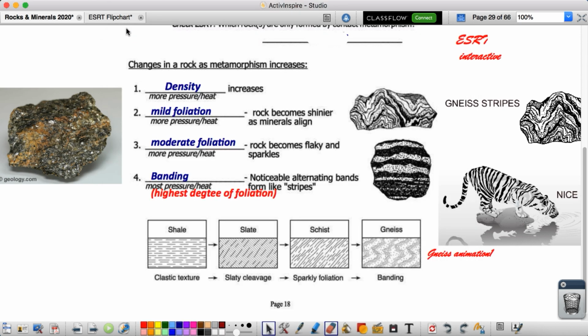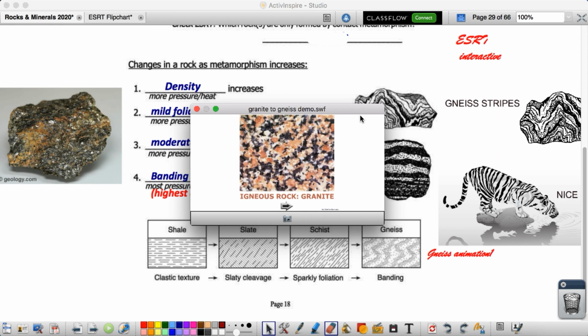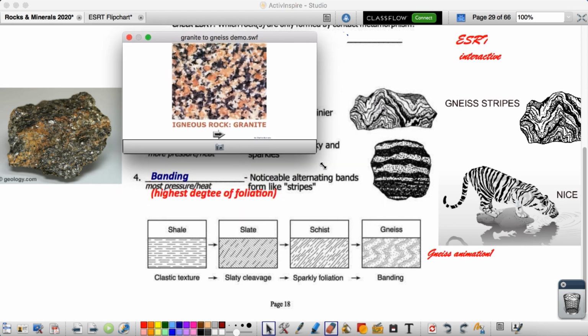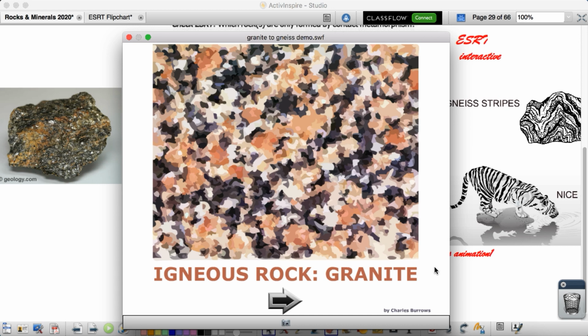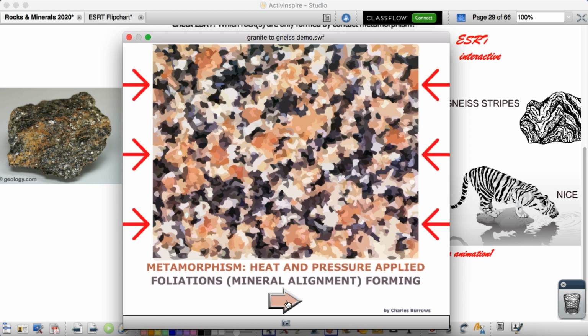Okay, let's continue a little further. Here's an example of the foliation of gneiss. So we start with granite, and you can see you've got your potassium feldspar, you've got your plagioclase feldspar, or maybe you got some quartz crystals in here, some black biotite. Now look what happens when it gets squeezed under enough pressure.